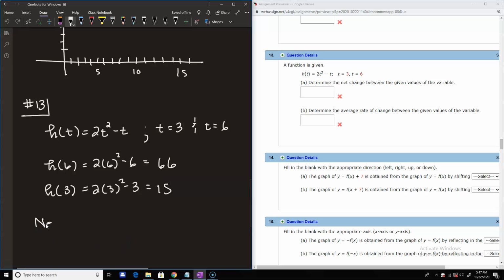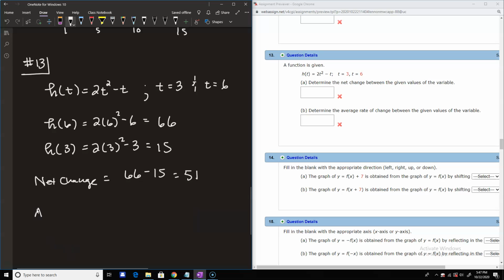So our net change is just the difference of those two, 66 minus 15, which is 51. And then our average rate of change is using the slope formula. So the average rate of change is 66 minus 15 divided by 6 minus 3, which is 51 over 3, which I believe comes out to 17. So our average rate of change there is 17.